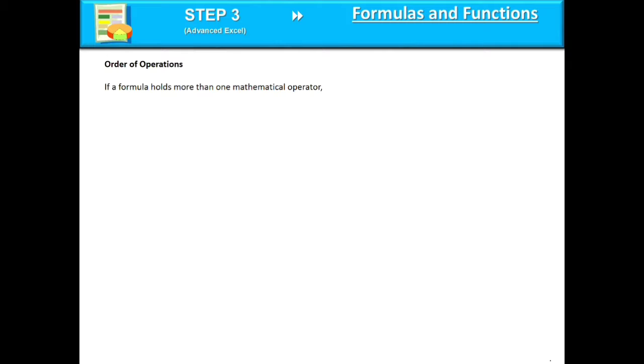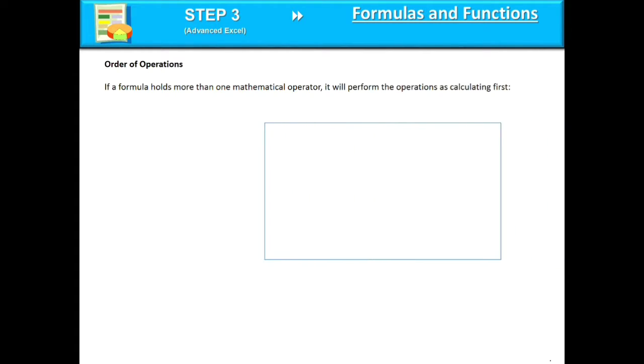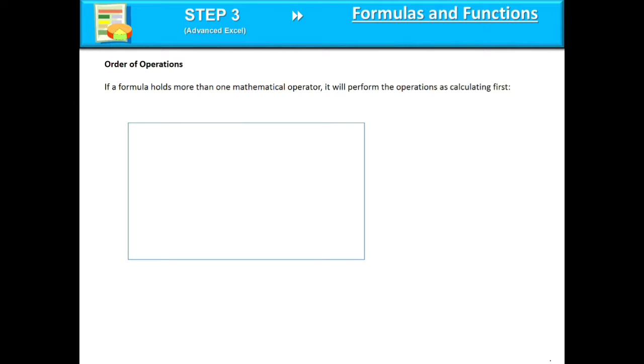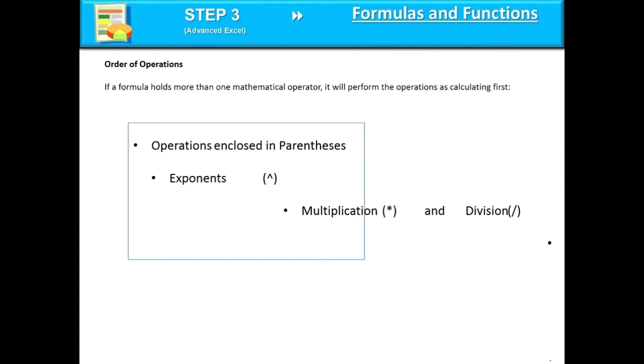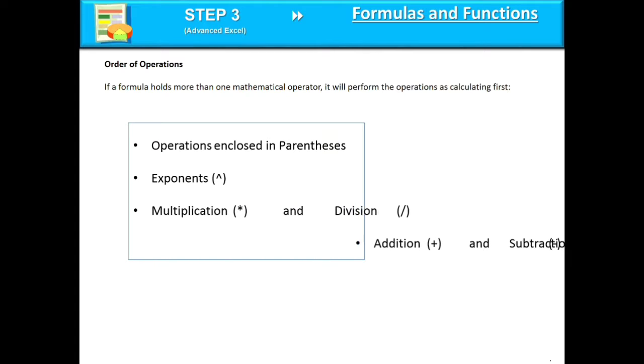Okay, next. Order of operations. If a formula holds more than one mathematical operator, it will perform the operations in a certain order. The first one is operations enclosed in parentheses, then exponents, multiplication and division, and in the last, addition and subtraction.